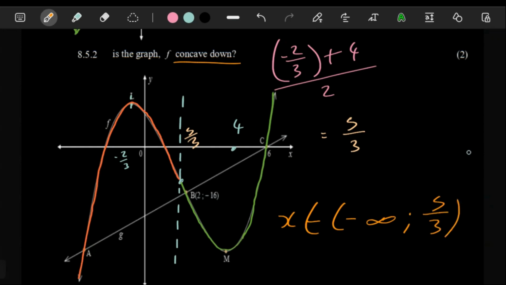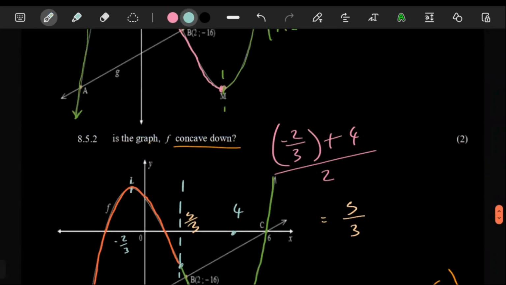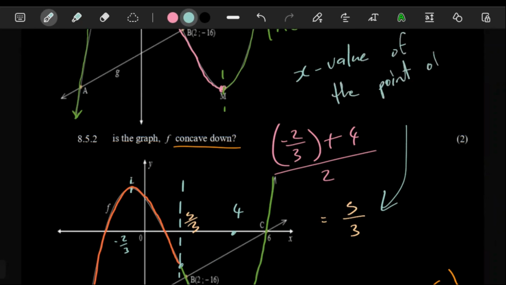So, sir, please repeat the part where, like, why did you use the -2/3 plus 4 divided by 2? Like, what were you looking for? Okay, so we were looking for the point of inflection, the x value of the point of inflection. Since we wanted the x value of the point of inflection, that's one way to do it, you see.